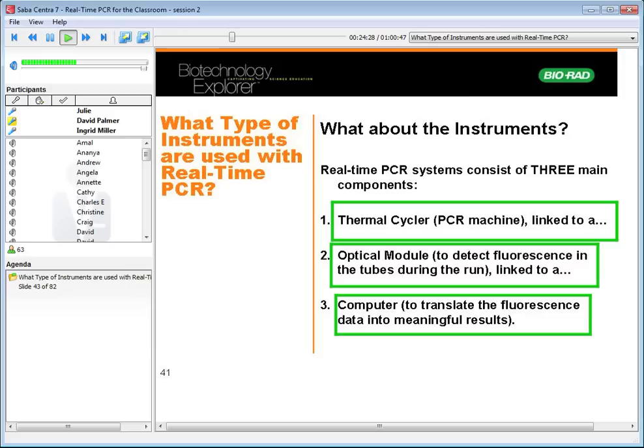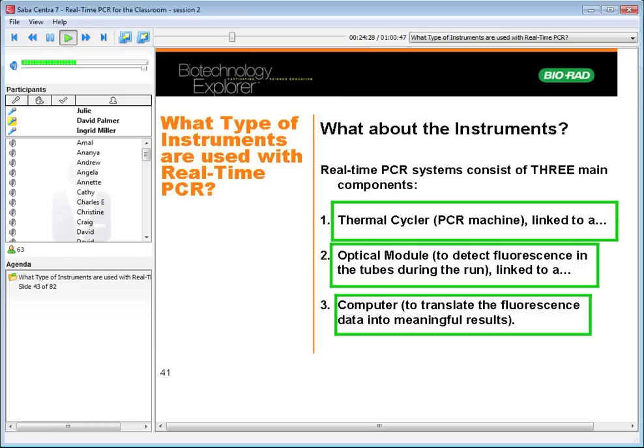So that's kind of the quantity side of real-time PCR. Another thing real-time PCR can tell us is what? It's not as good as an agarose gel in many cases for telling us what's in the reaction, but it can give us some ideas as to what's in the tube, and that's the concept of melt curves.